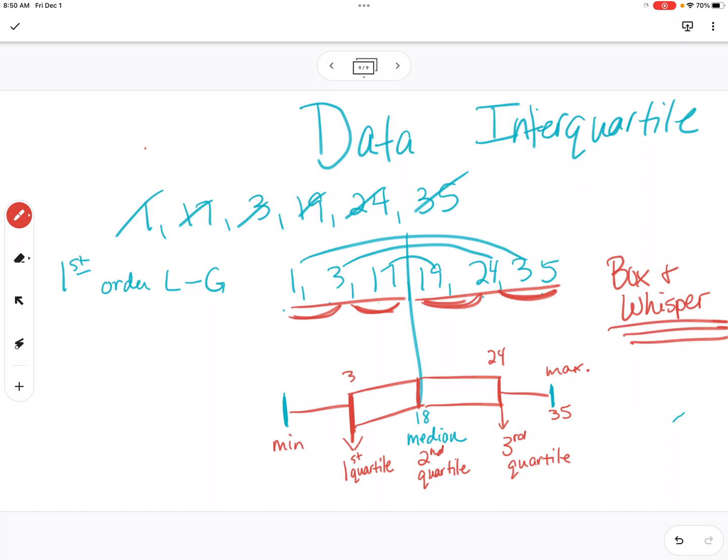If it said, what's the range of my data, the range would be from the smallest to the biggest. So I would subtract, and it would be 34. But if I said, what's the range of my first to third quartile, then I would say 24 minus 3, because this is my third quartile and this is my first quartile. You just have to look and see what it is asking you, and then you just use these numbers right here to do it.